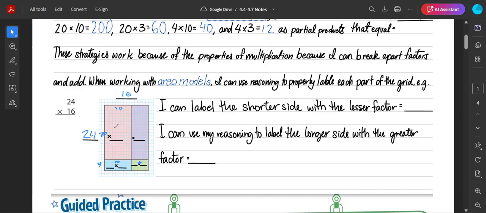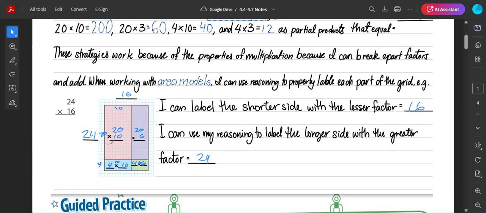Now, why is that important? Well, because now you're going to multiply 20 times 10. Then you would do 20 times 6. And then here you would have 4 times 10, because that's what we had here. And then 4 times 6. And so now I can label the shorter side with the lesser factor, which was 16. I can use my reasoning to label the longer side with the greater factor, in this case, 24. And now I can answer all of my parts.